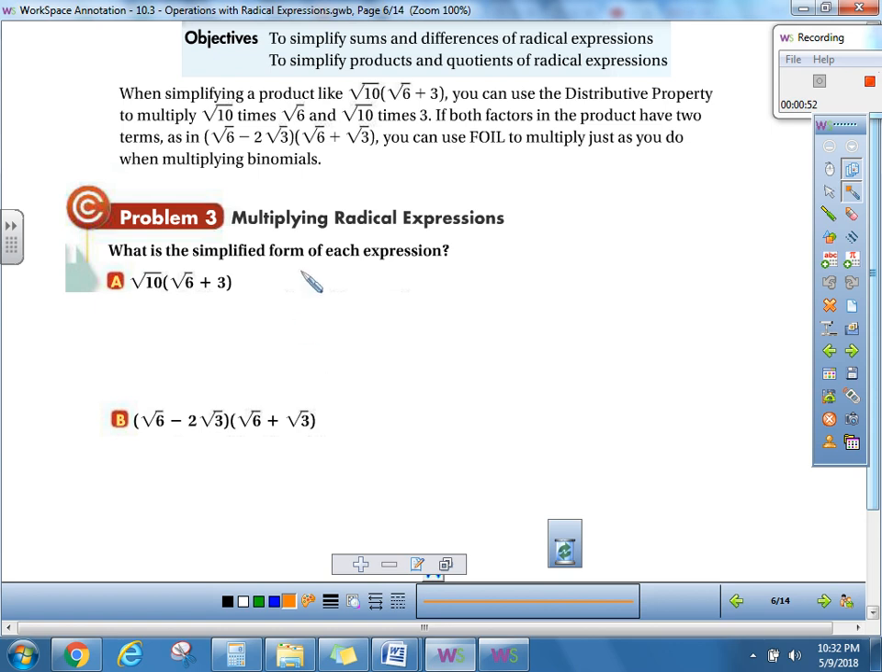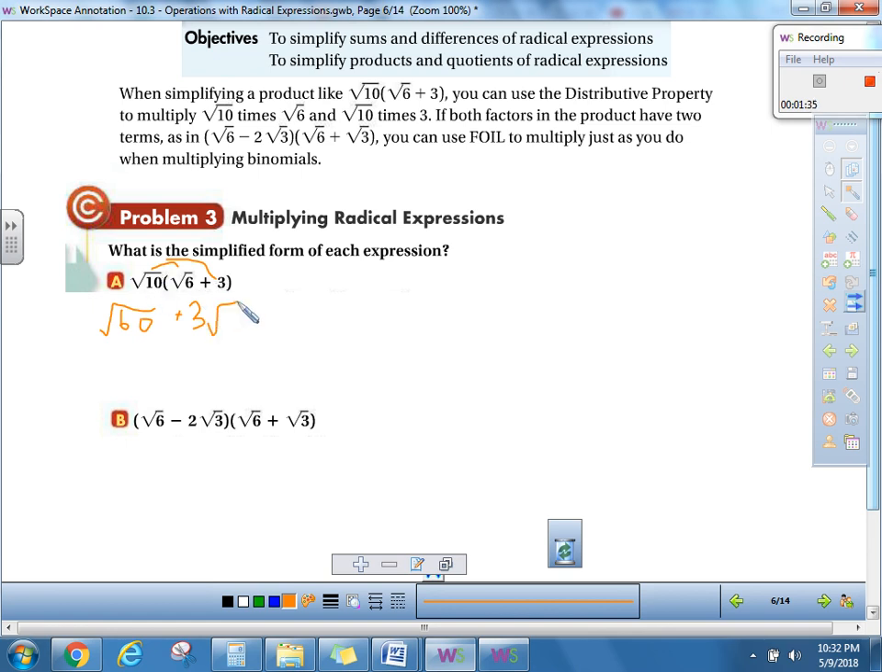So if we're going to try to multiply here, like the square root of 10 times the quantity, the square root of 6 plus 3, it works exactly like the distributive property that you've learned before. So we're going to distribute that square root of 10. When we do that, since they're both under a root, we get to write them under that root again. So 10 times 6 gives me 60, the square root of 60. Plus 3 times the square root of 10, which 3 is not under the square root, 10 is.